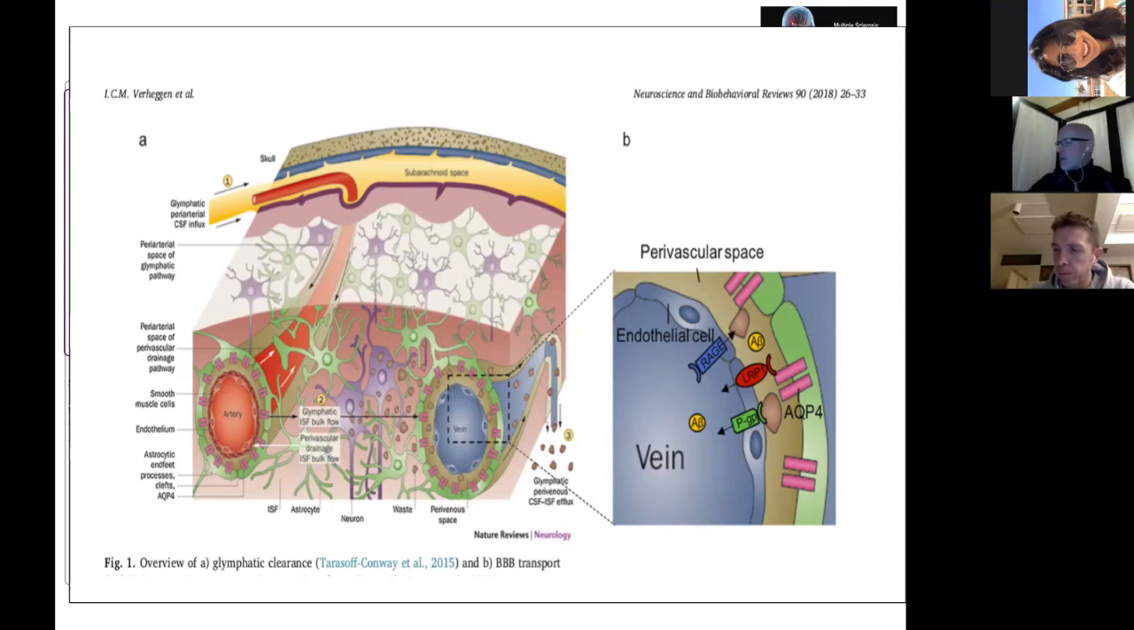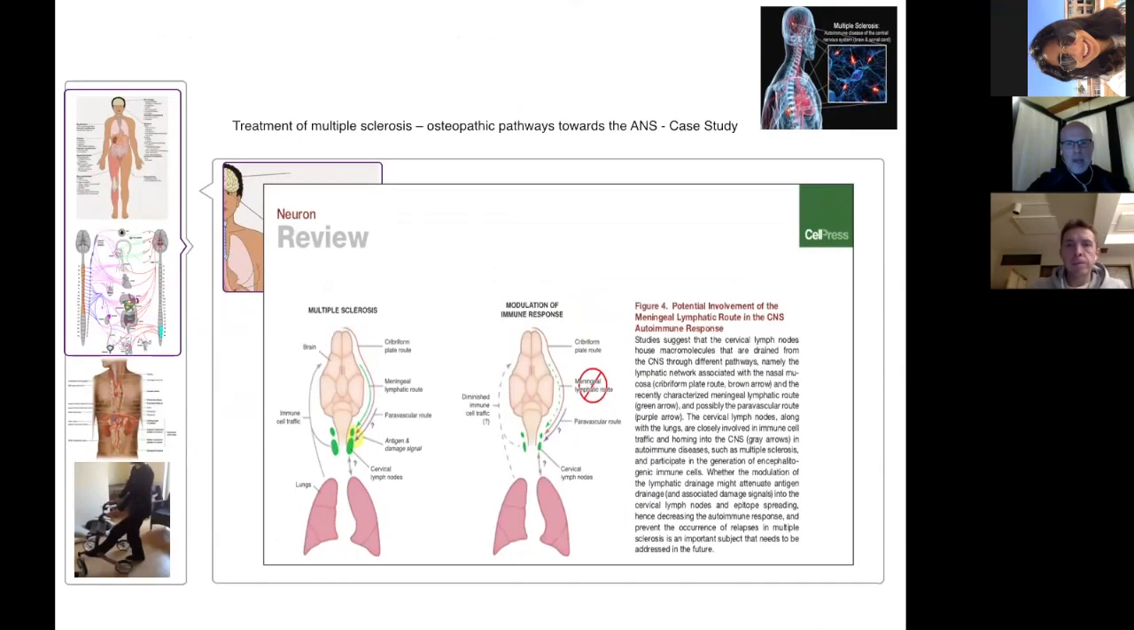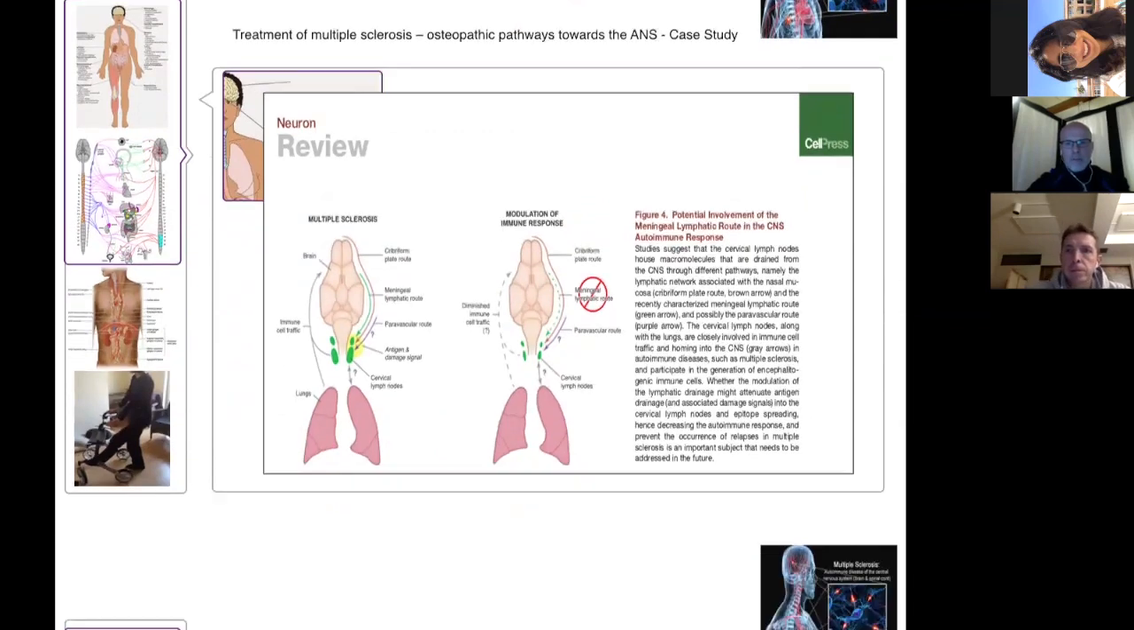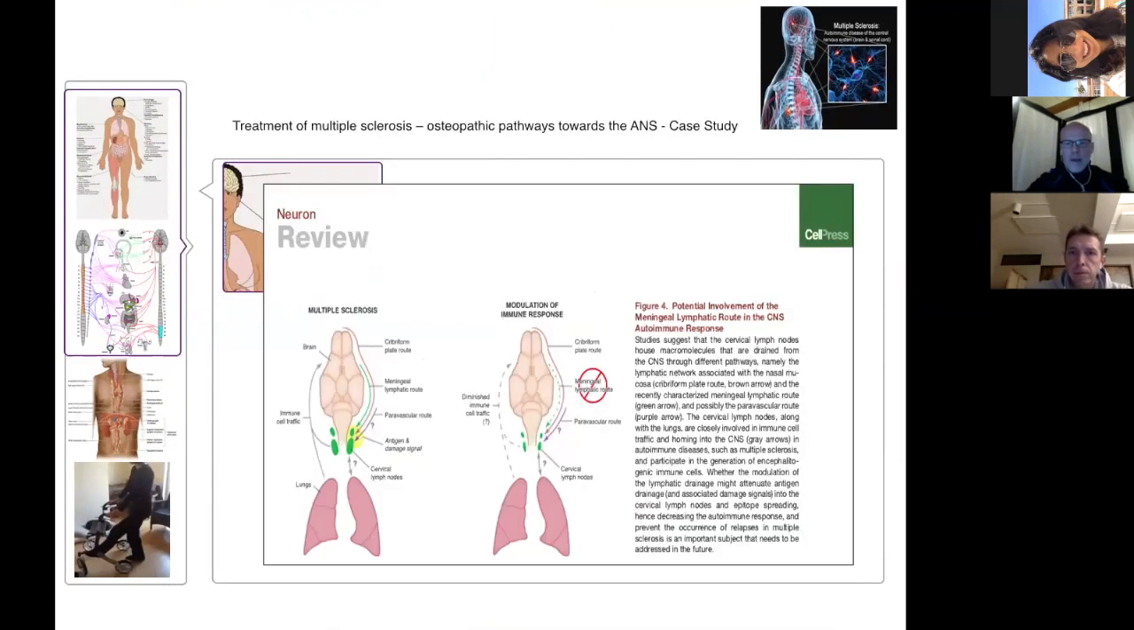So I want to try and bring this up also within the context of various other things that are very significant, specifically in relationship to the drainage system within the cranium. And also, let's go back there, the potential involvement of the meningeal lymphatic route in the central nervous system and the autoimmune response.